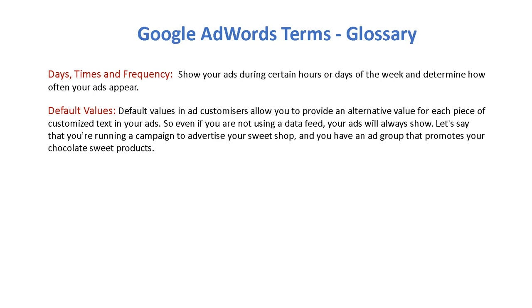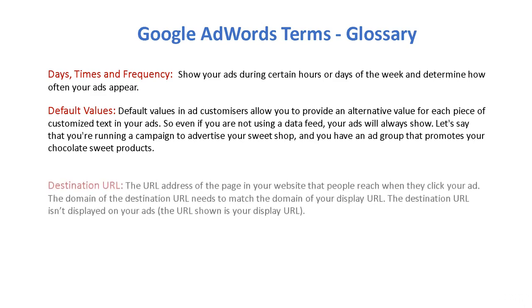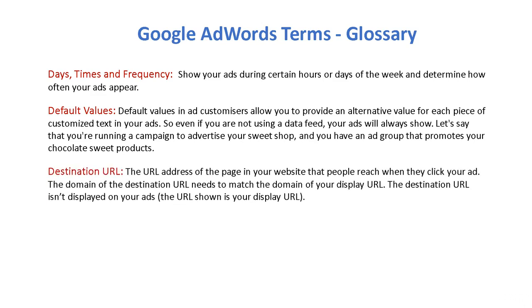Default values are optional. However, if an ad contains more than one ad customizer, default values must be provided for each customizer. Destination URL. That's the URL address of the page on your website that people reach when they click your ad. By the way, the domain of the destination URL needs to match the domain of your display URL.